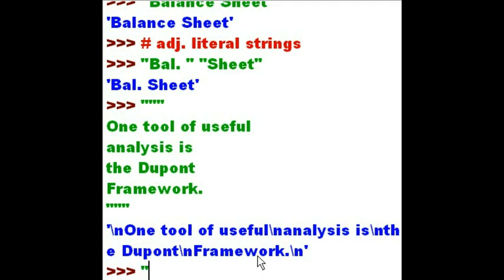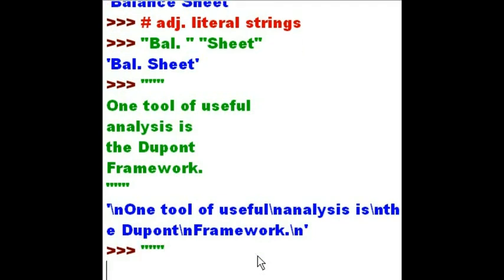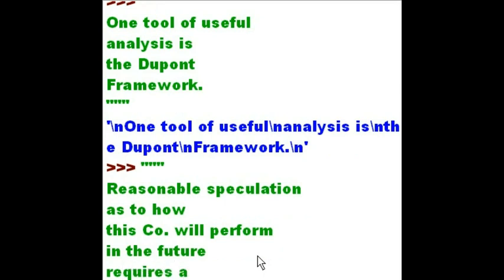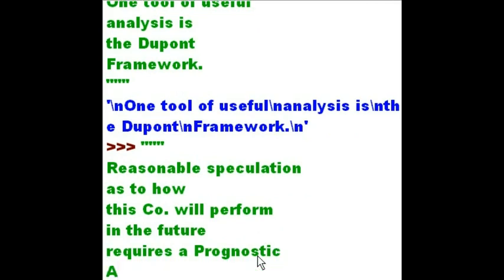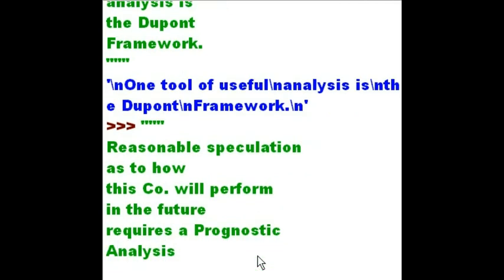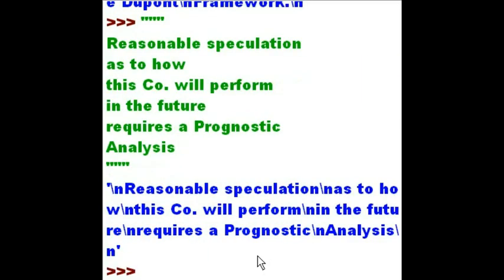Let's put another one in here. 1, 2, 3. And I'll key in reasonable speculation as to how this company will perform in the future. Requires a prognostic analysis. 1, 2, 3. And I hit Enter, and notice once again it puts in all the carriage return line feeds.